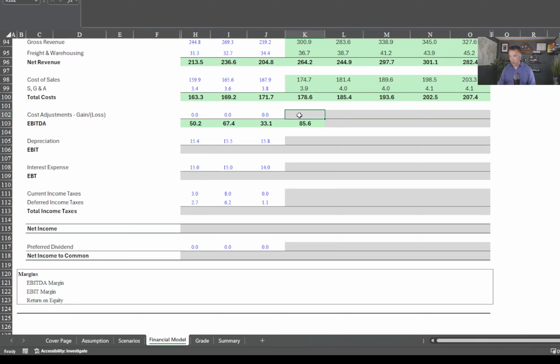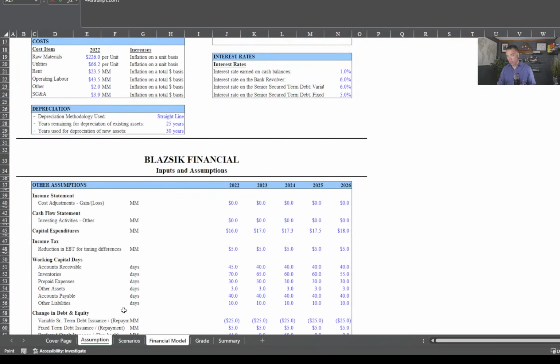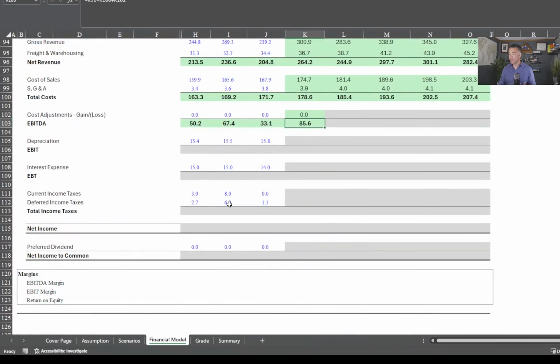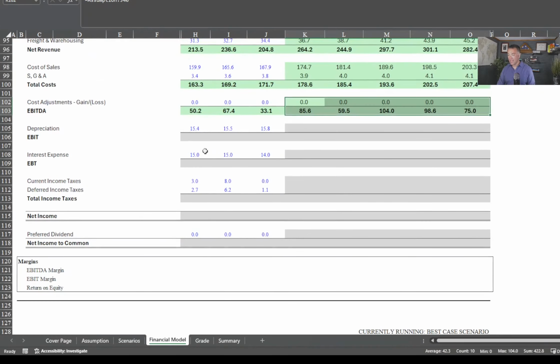Next, what we want to do is the cost adjustment. If your boss or your company did not make an assumption on that, you can go in and say, you know what, our assumption of a cost investment or adjustment is going to be 0. So that's what we said. I'm going to drag that out. Now we got the EBITDA.